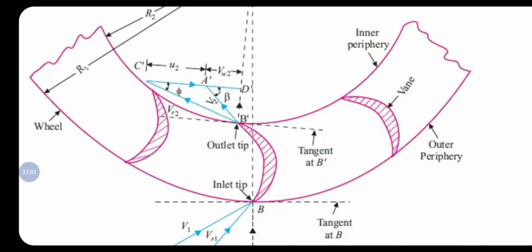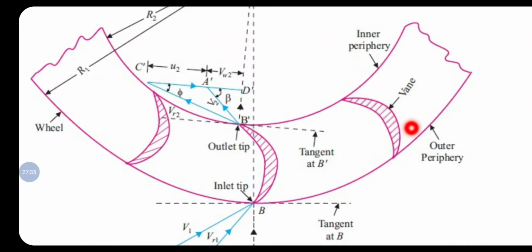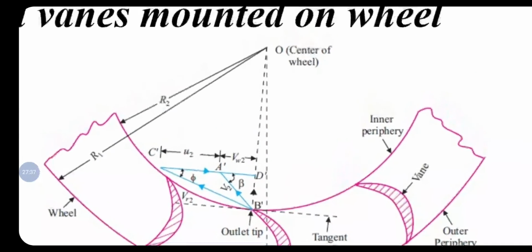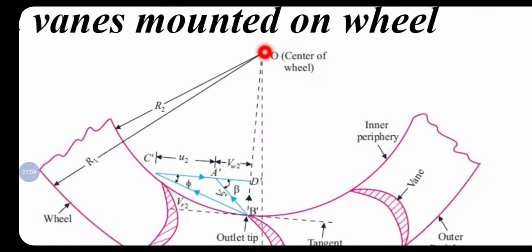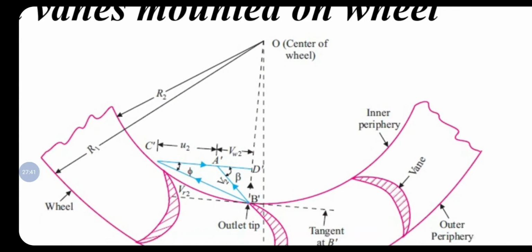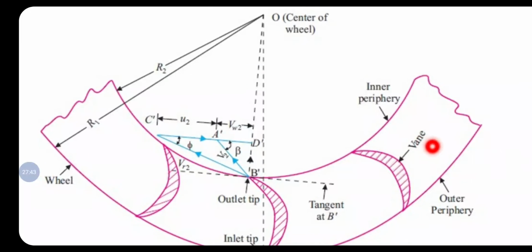We are going to assume that this is a wheel which is rotating about the center of the wheel. It may happen that those vanes are extending from this tip up to the center. This is for the impeller, we can say, that is the impeller of a centrifugal pump.